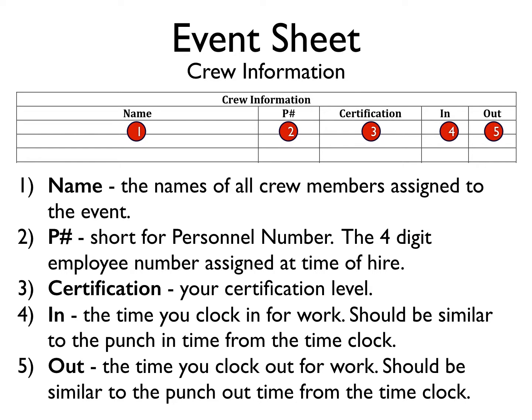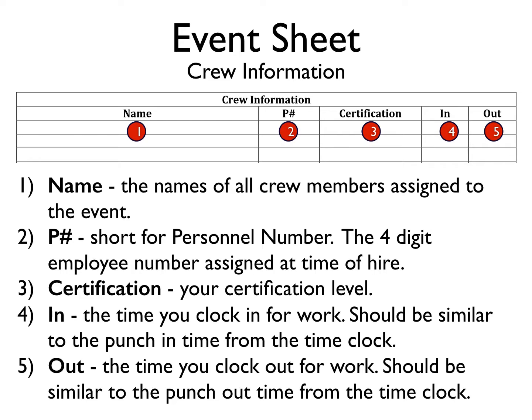So starting with the top of the event sheet, we have the crew information. This outlines everybody who was assigned to the event. It's going to include their name, their personnel number, and their certification level. Now, as an employee, you will have to fill out the in and out time. The in time is the time that you are clocking in for work, and the out time is the time you are clocking out for work.